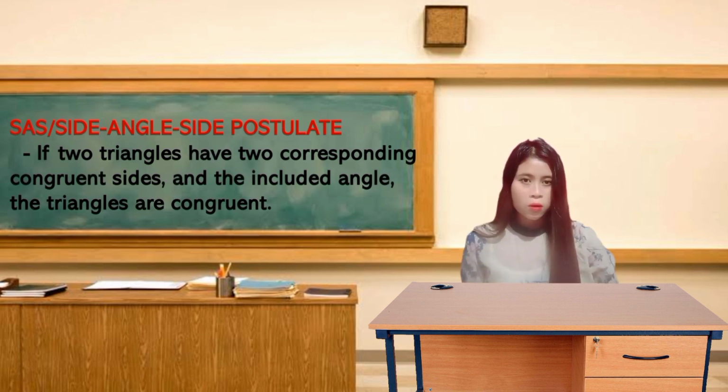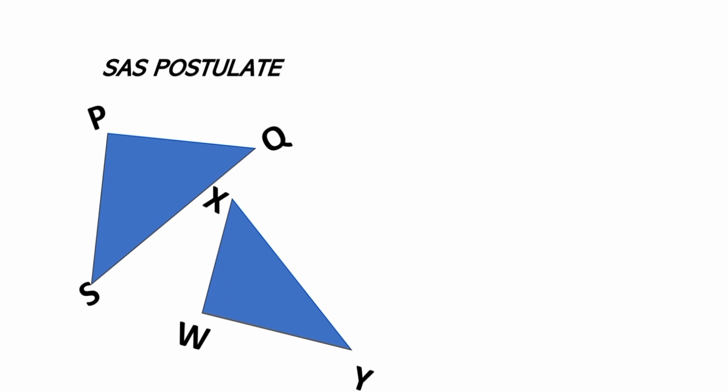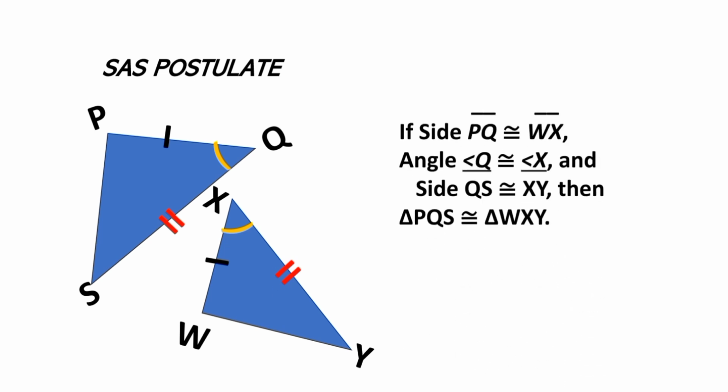The SAS or side-angle-side postulate: if two triangles have two corresponding congruent sides and included angle, the triangles are congruent. For example, there are two triangles, the triangle PQS and the triangle WXY. If the line segment PQ is congruent to line segment WX, the angle Q is congruent to the angle X, and the line segment QS is congruent to line segment XY, then the triangle PQS is congruent to triangle WXY.